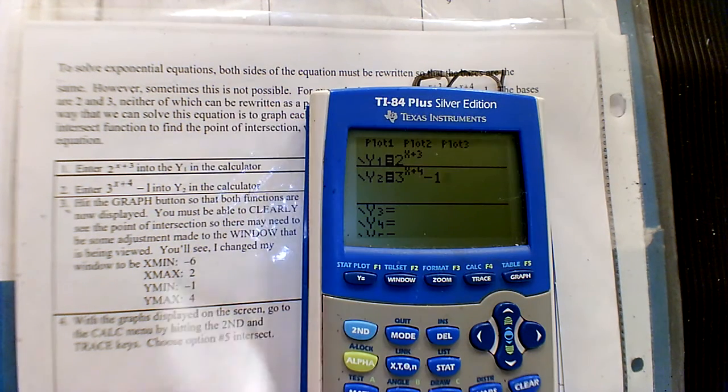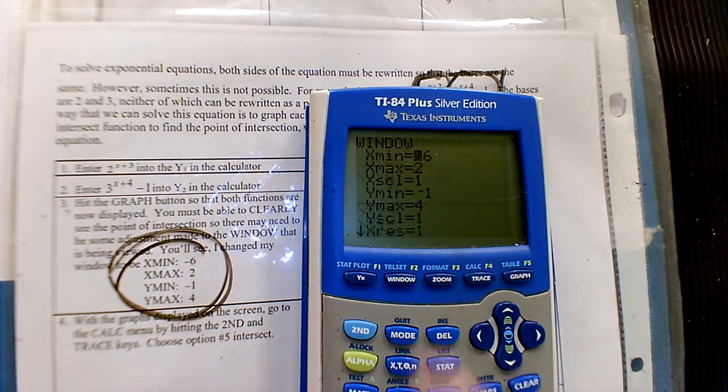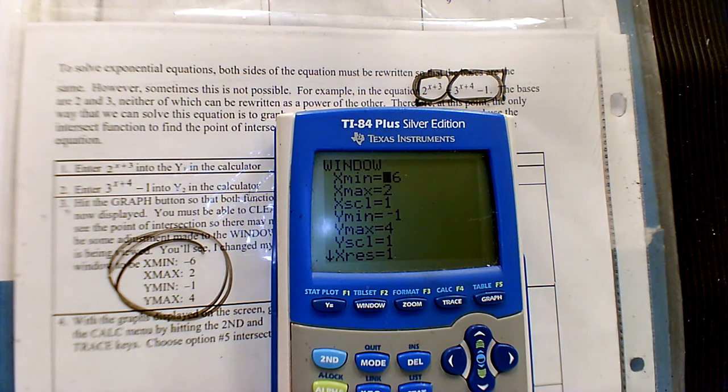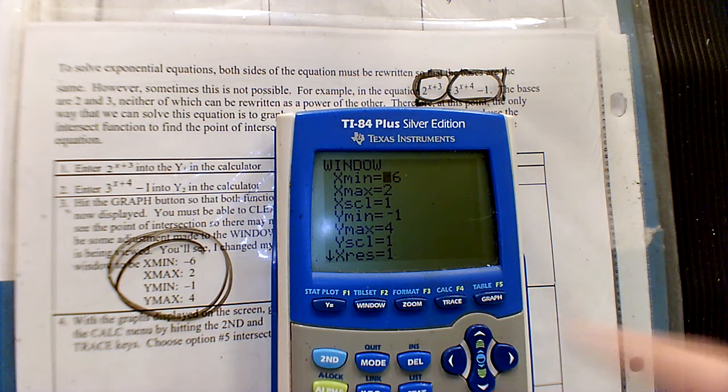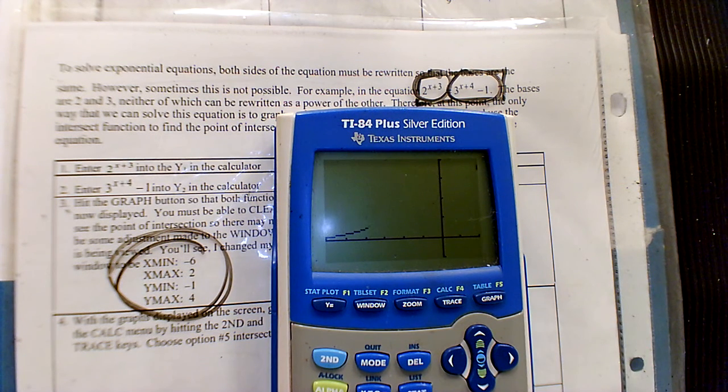Before we hit graph, do me a favor and program your window so we can appropriately see the intersection point. I'm being a little nice here. I'm telling you what the window should be. But I'm hoping by now that we're skilled enough to choose a window if we had to, or at least play around with it until we can find one that works. Alright, once your window's set, go ahead and hit graph.